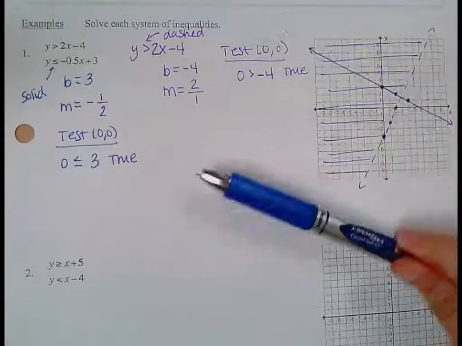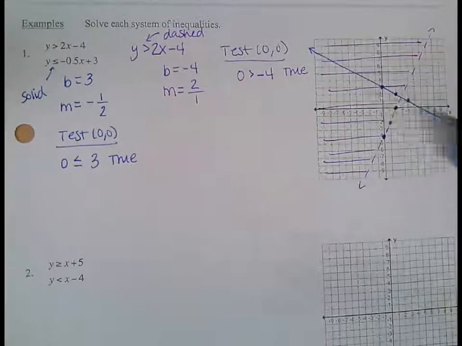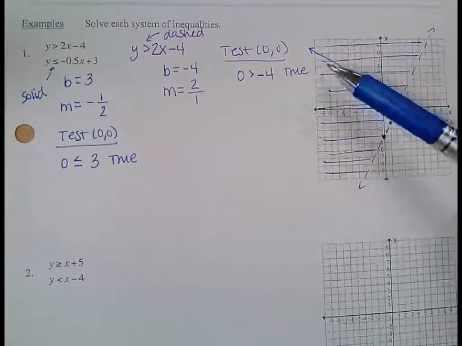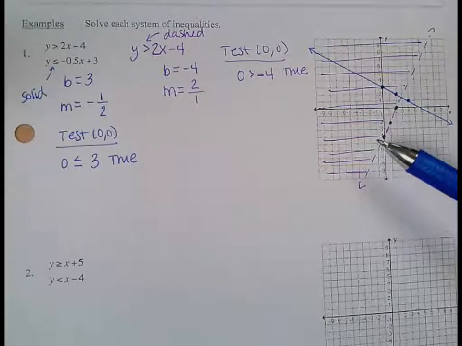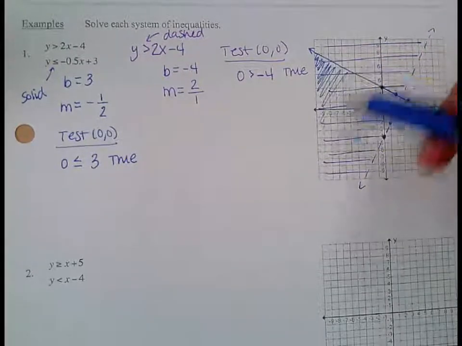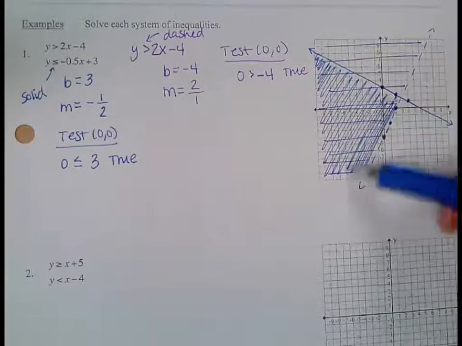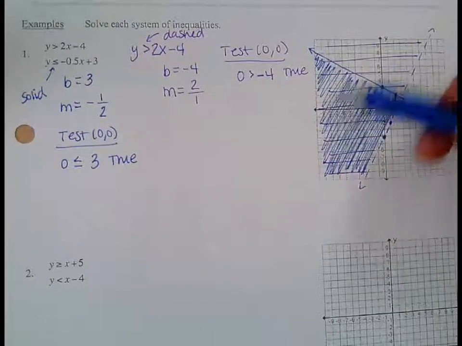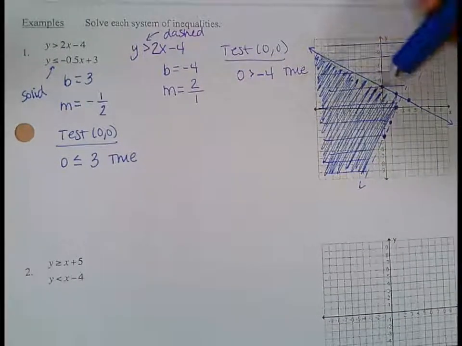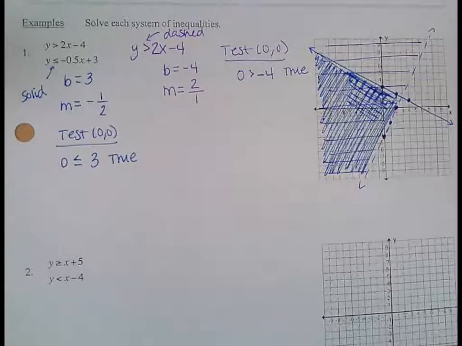Now I could shade everything, but what you're going to see is the solution is where both are shaded. So I'm just going to shade over the part that's already shaded below that line. So I'm going to shade in the solution area right away. So they would both be shaded in this part of my graph. So your two lines divide your coordinate plane into 4 parts. One of those 4 parts is typically your solution area.